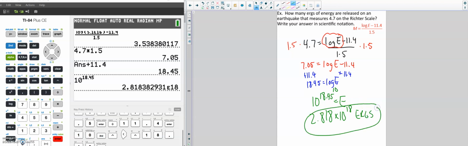So if we want to work backwards, we're going to result in a 10 raised to something in this case. And so we just need to make sure we type that into the calculator and then use proper notation. The calculator notation uses the E. We have to use times 10 to that. So very popular to use the Richter scale. So please be comfortable with that.